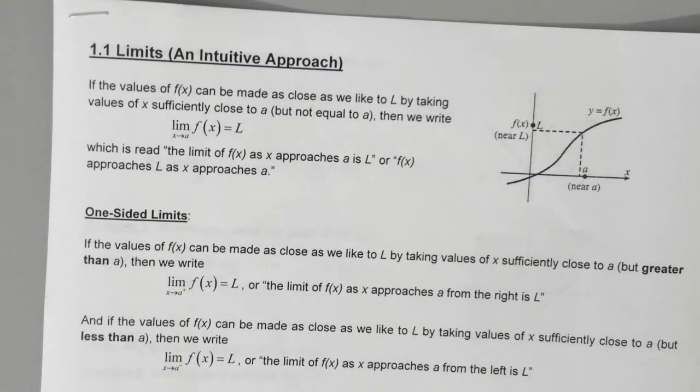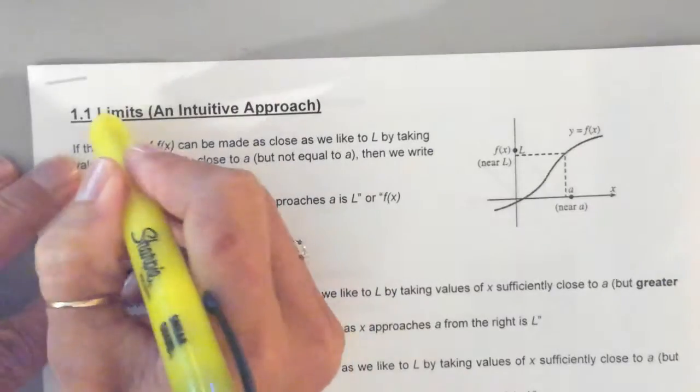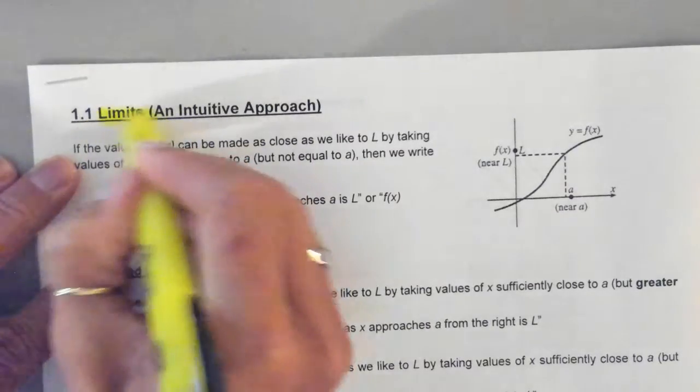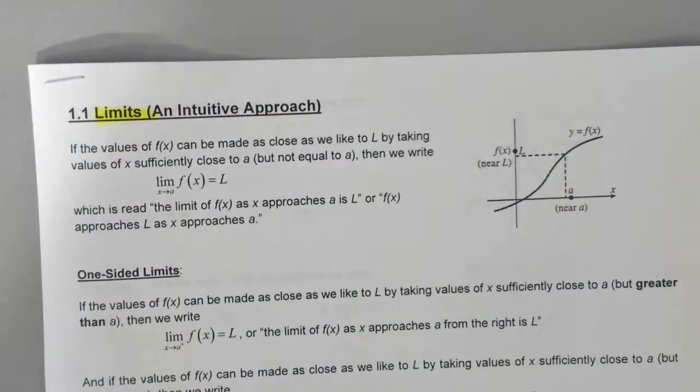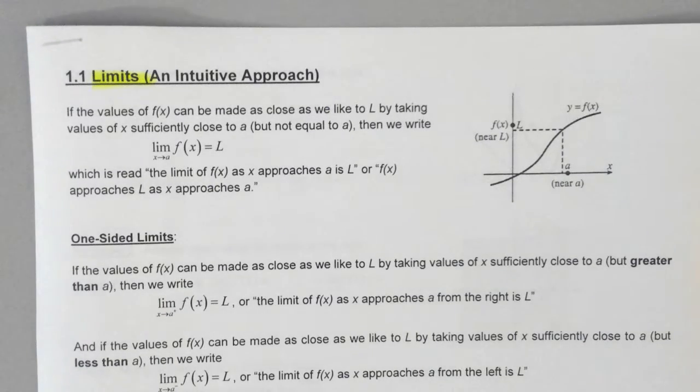Right, so we're going to talk about limits first, and we're going to take a look at one-sided limits before we take a look at the overall limit. So here we're talking about limits, and they're just calling it the intuitive approach. Notation is extremely important here. You need to make sure that you understand and are able to read this notation properly.